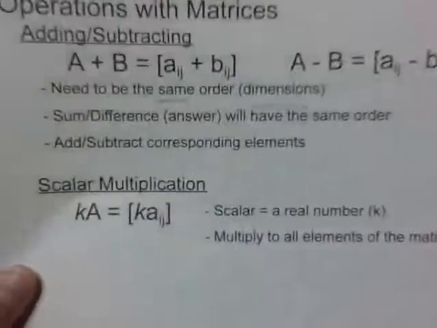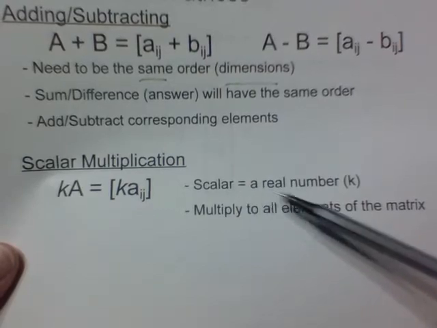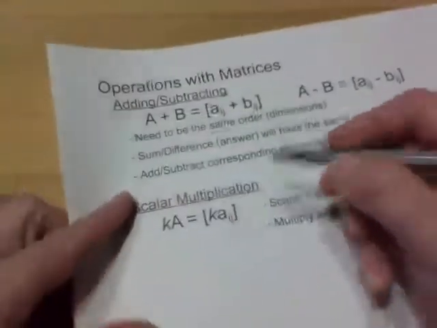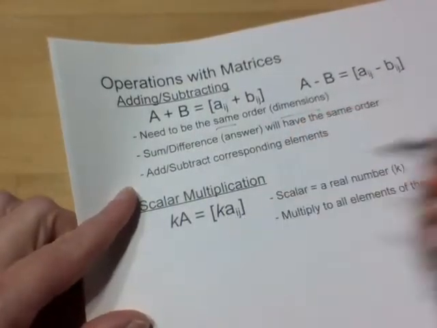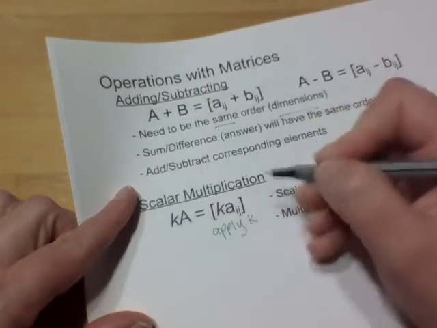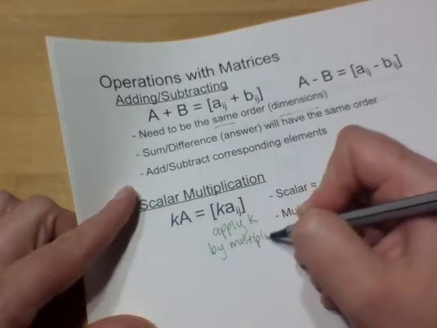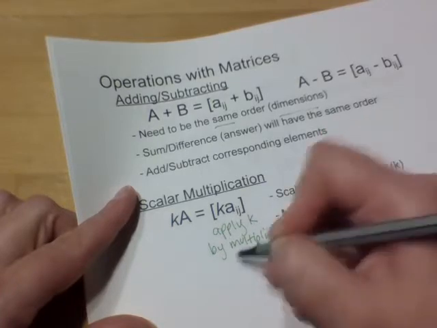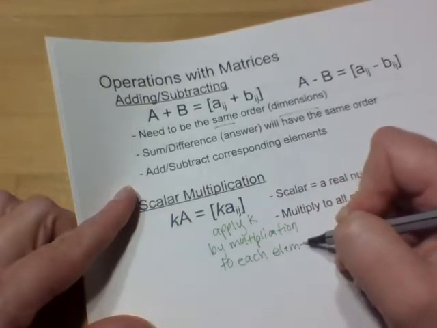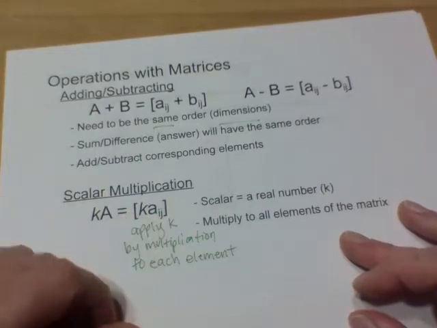All right. And then we also have something called scalar multiplication, which really just means that k is some number that you are going to apply to each term or piece. So apply k by multiplication to each, I guess we call it element, but there you go. So again, every single element is going to be multiplied by k.